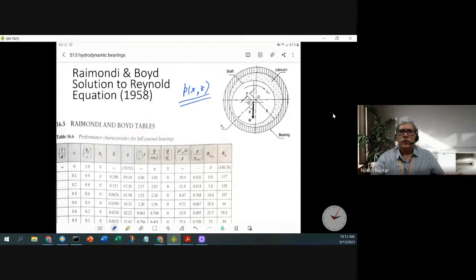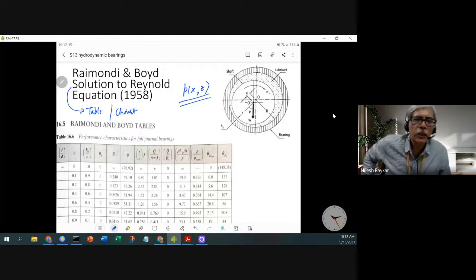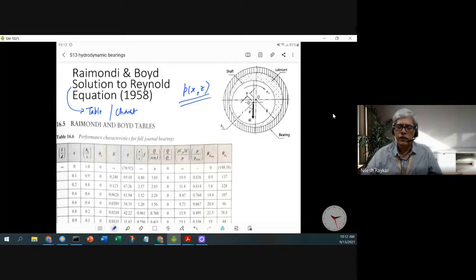The solution is represented in terms of a series of non-dimensional numbers, which are shown in the table below. This Raimondi-Boyd solution is available in two forms: one is a table form and another is a chart or nomogram form. Both are available in the design data book, but we'll be using the table form. It is more convenient to use. So let's look at how to use this solution, because it is the one we need in order to design the bearing.